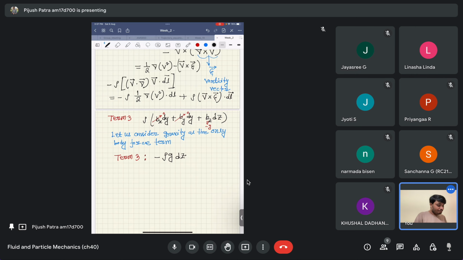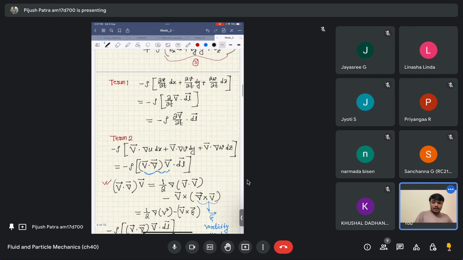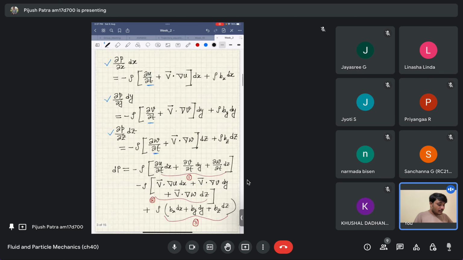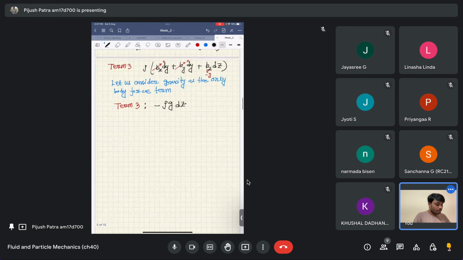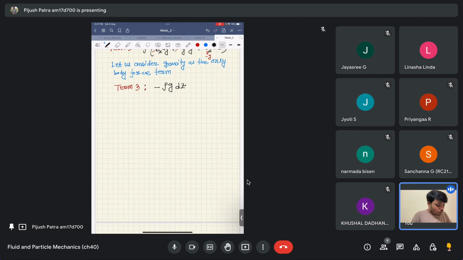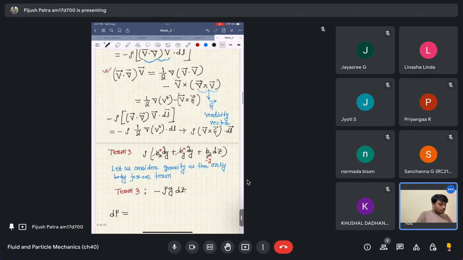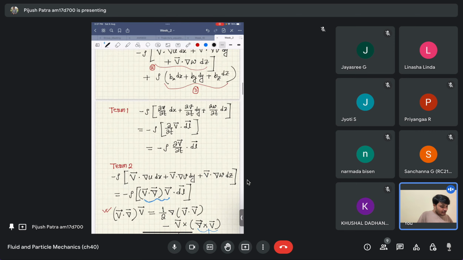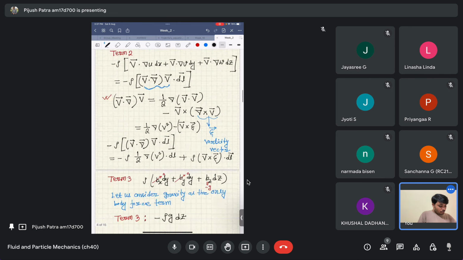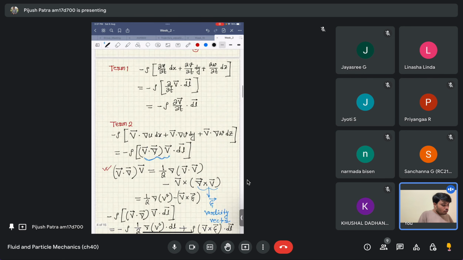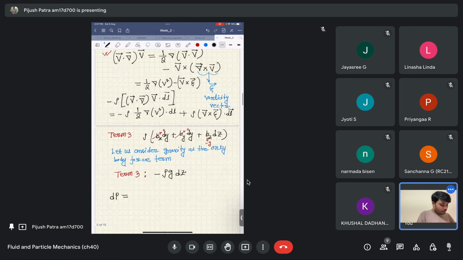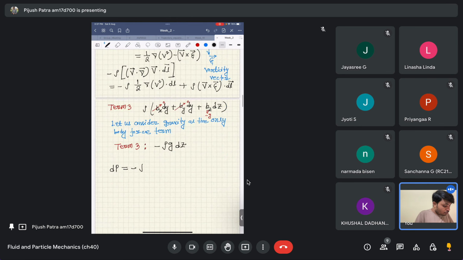It is clear. Now I will assemble all three terms and see what the final term is. So dp is equal to, let me write it down from term 1. Term 1 is minus rho dou v dou t dot dl.